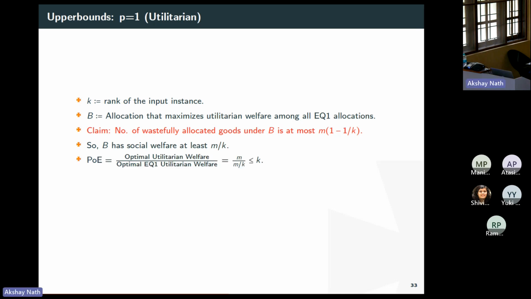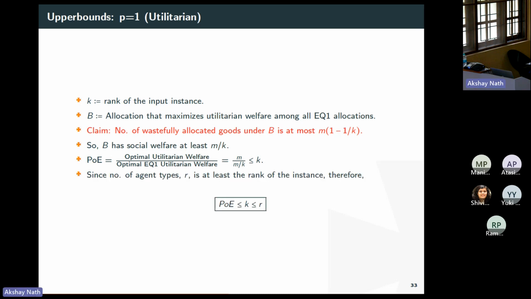So if you look at the ratio now, this is just the optimal utilitarian welfare, which is equal to M. Every good, if it is allocated non-wastefully, that is the best welfare you can achieve. So M by what is the best equivalent utilitarian welfare? It is at least M by K. So this ratio gives us that the POE is at most K, which is the rank of the instance.